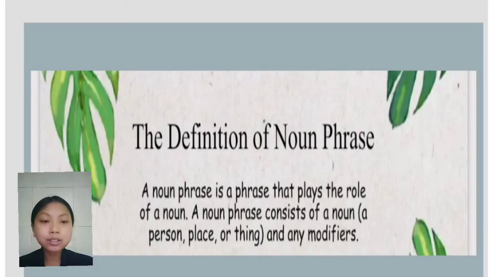Here is about the definition of noun phrase. A noun phrase is a phrase that plays the role of a noun. A noun phrase consists of a noun, which is a person, place, or thing, and any modifiers. So, modifiers here is a word, phrase, or clause that modifies the sentence. So, it will give information about another word in a sentence.